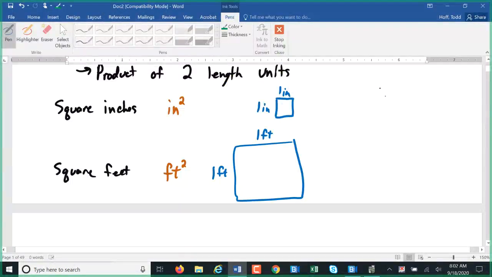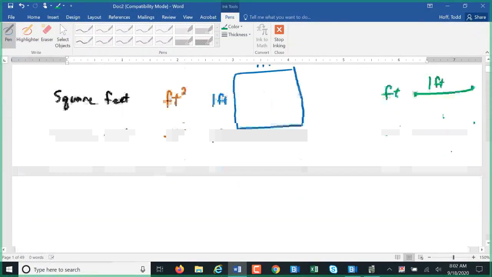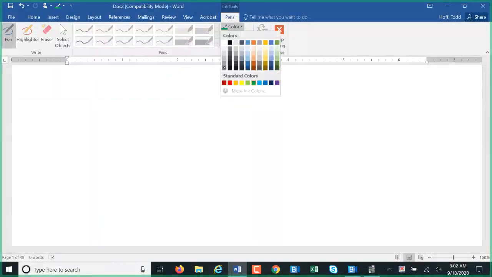Now remember, a simple linear inch length unit, an inch is just a length that's 1 inch long. A foot, again, not drawn to scale, just 1 foot long. Those dimensions, an inch and a foot, are one-dimensional. They're only a length. They're along a line. For our area units, however, they're 2-dimensional. Because they are 2-dimensional, our conversion factors will not hold. Let me show you what I mean by that.